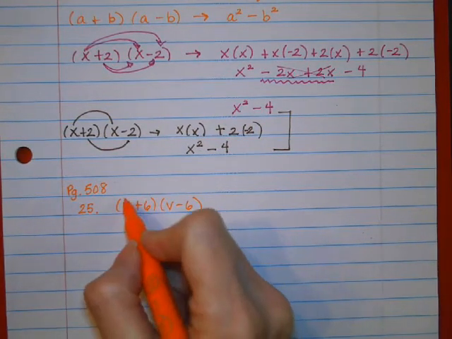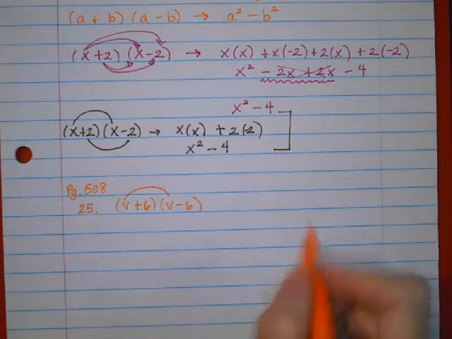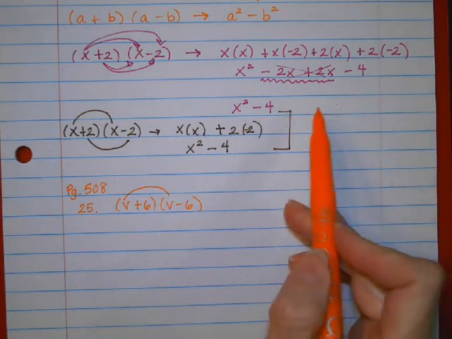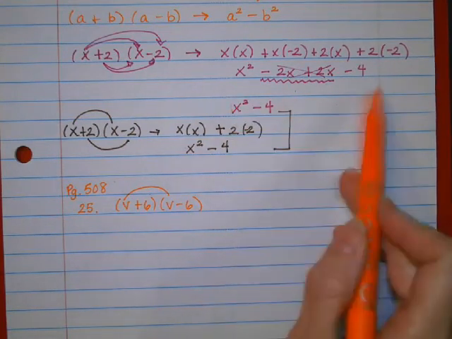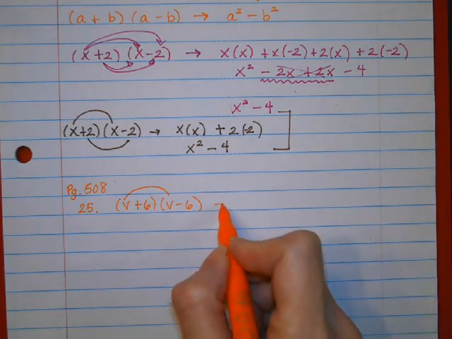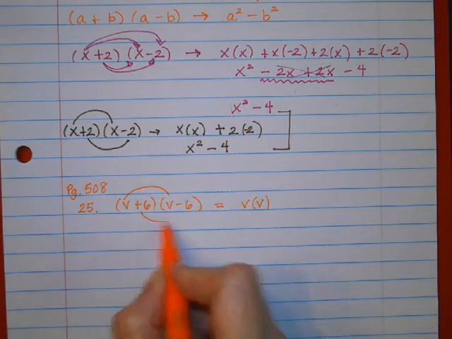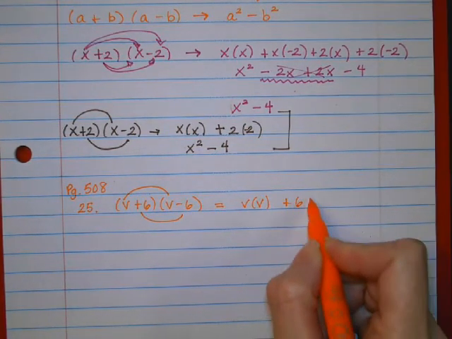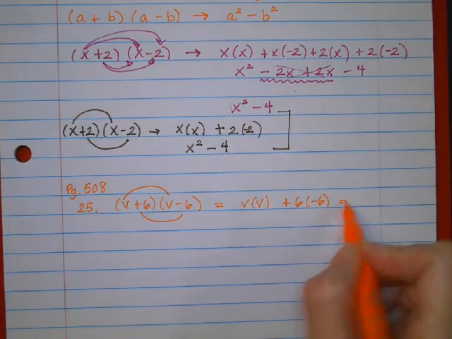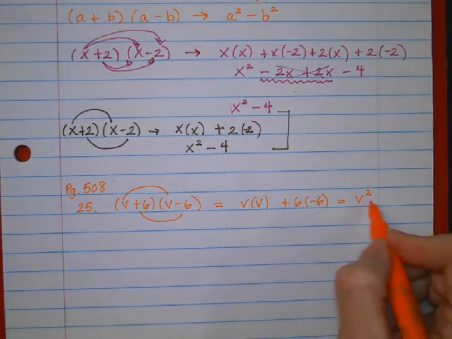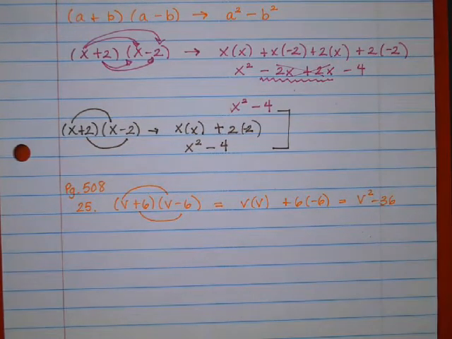So to do this, we multiply just the first two, because when we do it up here in this long method, your middle ones will always cancel each other out. You will be left with no middle term, just the first term and the last term. So here we go. We'll do v times v, and then we're going to do positive 6 times negative 6. And v times v is v squared, and 6 times negative 6 is negative 36. Beautiful. All right, we're going to do another one.